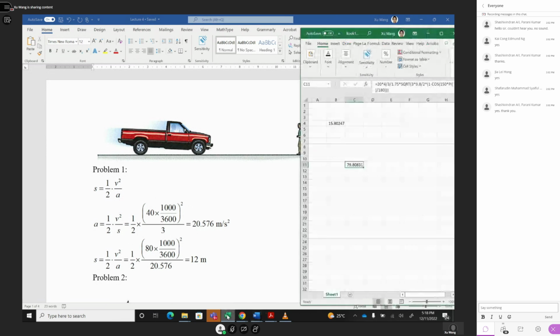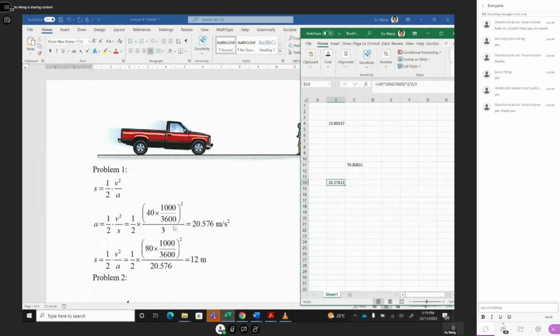Okay, we can check it again if you write it on the line. First we check this formula: 40 multiplied by 1000 divided by 3600, and that is squared, divided by 2 first, and divided by another 3. Divided by 2, divided by 3. Or if you don't want to divide by 2 separately, you can divide by bracket 2 multiplied by 3. The same thing, you get the same result, and that's your acceleration.